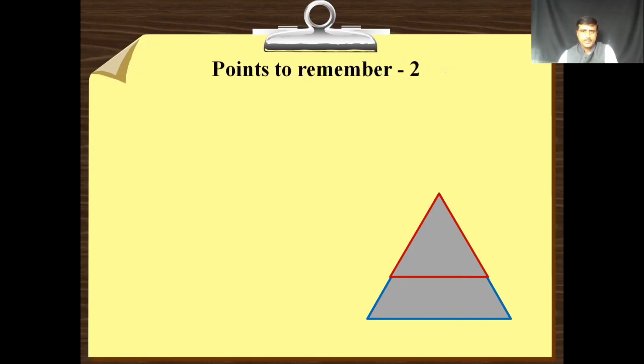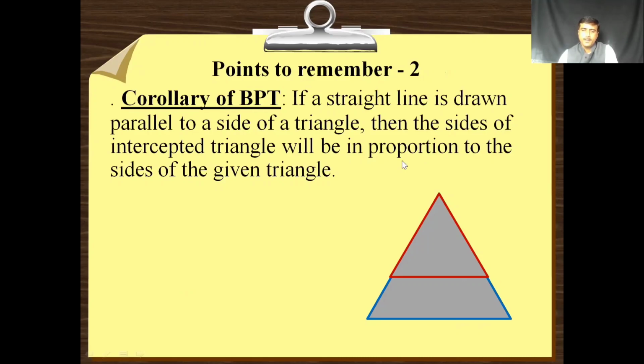Let me explain that. Here is the corollary of BPT. If a straight line is drawn parallel to a side of a triangle, then the sides of the intercepted triangle, that is the baby triangle, will be in proportion to the sides of the given triangle, that is the mother triangle. So here is the mother triangle, and here is the name given to the three vertices of the mother triangle, ABC, and I'm considering the parallel line. Okay, there I'm getting the three vertices for the baby triangle. They are A, M, N.